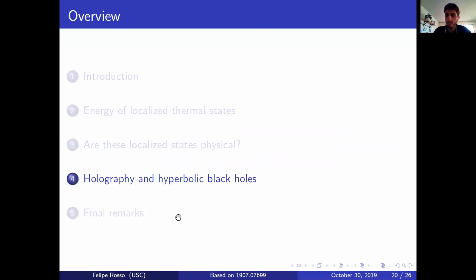Good. So now let me get to this final section, in which I'll briefly discuss the holographic description of this localized thermal state, and I will show you that it is actually very simple and given by the hyperbolic black hole, which, from the discussions that we have had so far, is not that crazy.